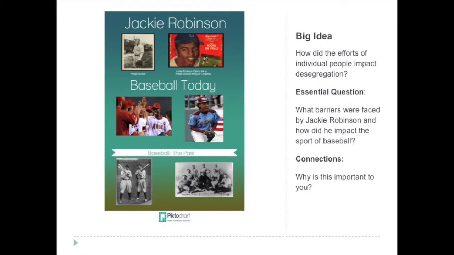The overarching idea that this lesson is built around is how did the efforts of individual people impact desegregation and civil rights as a whole? More specifically, we're going to ask the students to discover what barriers were faced by Jackie Robinson and how did he impact the sport of baseball. And of course, we'd like the students to make some personal connections to the importance of this information.